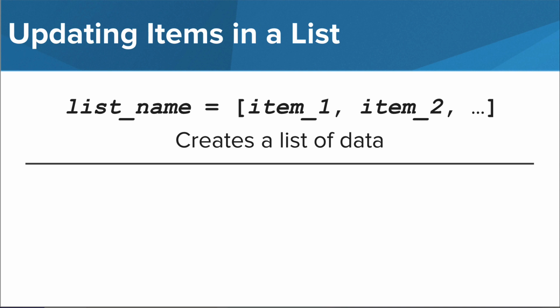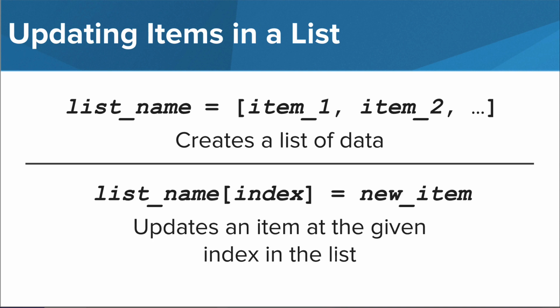If we have a list of items created, we can update a specific item by first accessing the item using the list name and the index we want to access inside square brackets, just like we practiced in the last lesson. To change the value, we use an equal sign to assign this position in the list a new value.